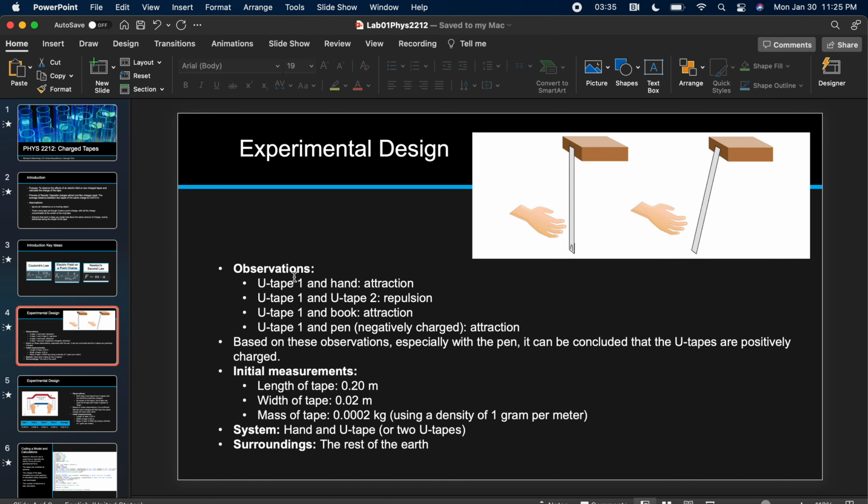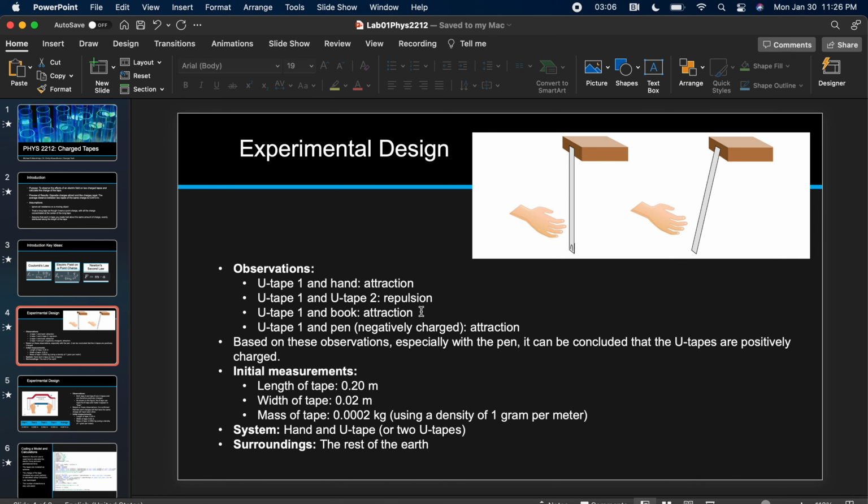And here were some observations from that. Your hand attracted the U-tape. Between the U-tape and another U-tape, they repelled each other. Between a U-tape and just a random book, there was attraction. And between a U-tape and a negatively charged pen, there was attraction. Based on these observations, especially with the pen, it can be concluded that U-tapes are positively charged.